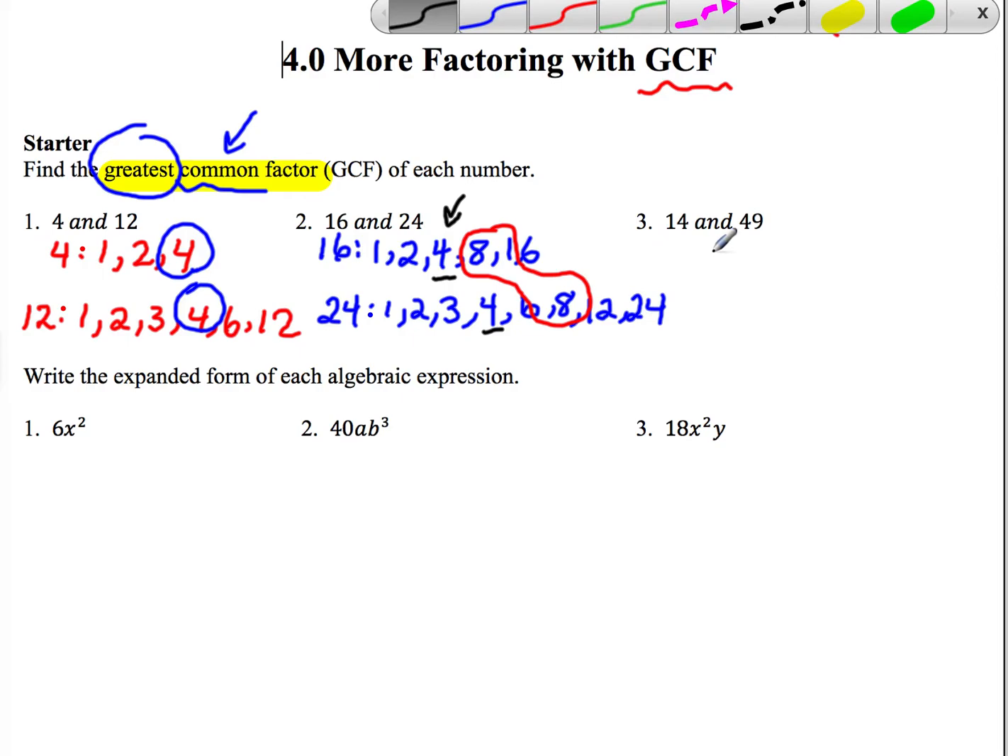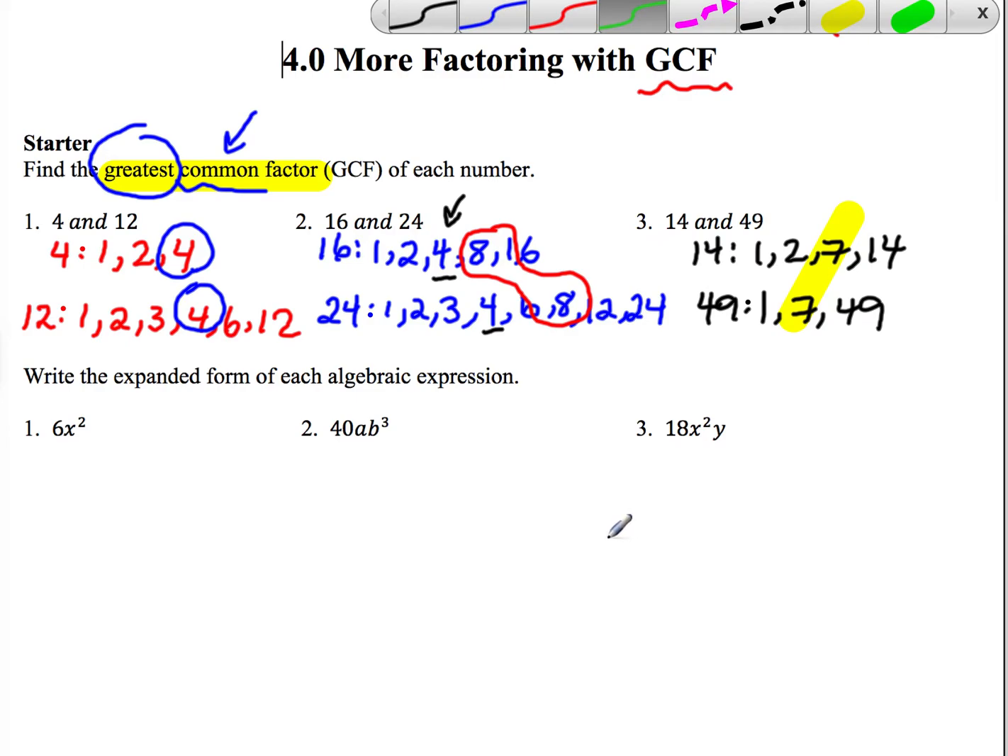Okay, let's try it. 14 and 49. You guys, I already know it. I know it without even listing my factors, but I am going to be fancy and list out all the factors. 1, 7, 49. Guess what? 7. So that's the greatest common factor. So we're going to use that today to solve some algebraic expressions.